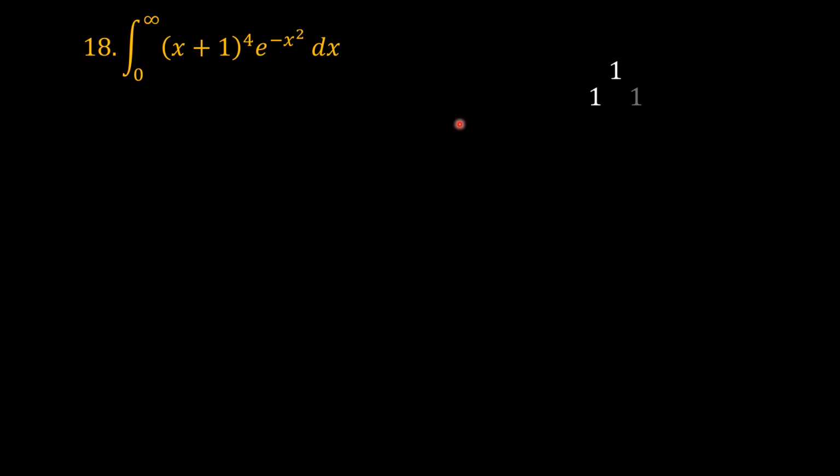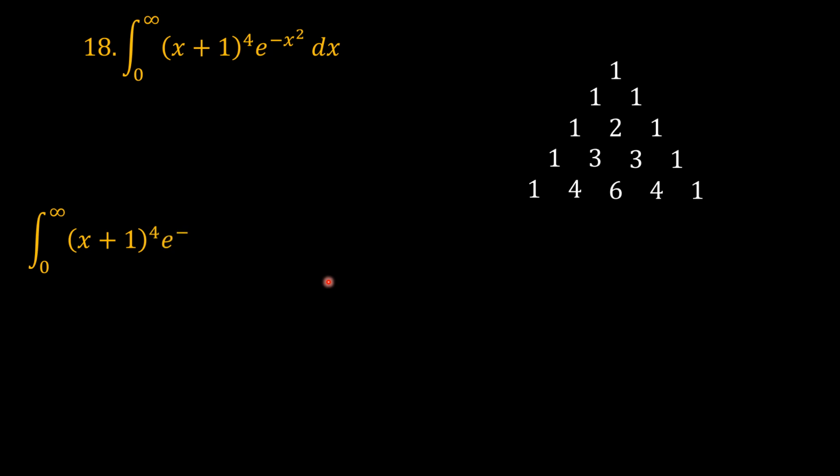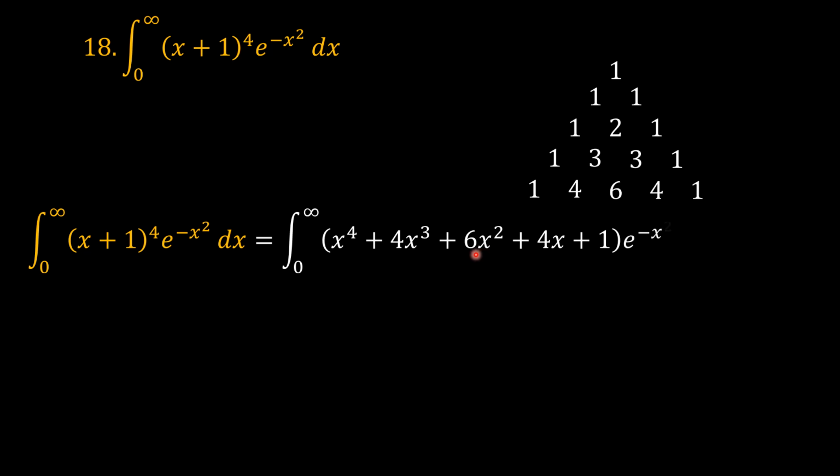So, using our Pascal's triangle, I quickly run up and I'm looking for the coefficients when we have to the power 4 here. So I see 1, 4, 6, 4, 1 as what we would be looking for. And so our integral here becomes the integral from x equals 0 to x tending to infinity of (x to the power 4 plus 4x to the power 3 plus 6x squared plus 4x plus 1) times e to the power negative x squared. And so we can multiply that across.